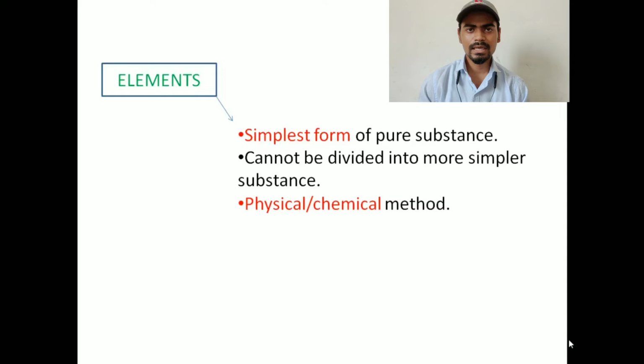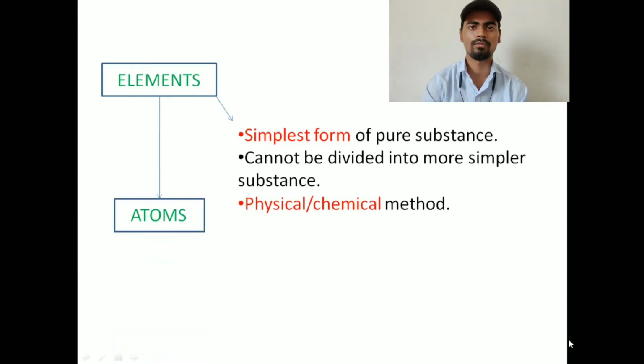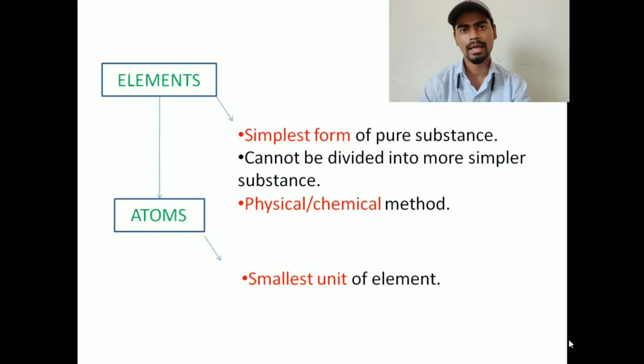Whether you use a physical or a chemical method to break it down, again you will get the same thing, that is an element. Now, what is an element made up of? An element is made up of a combination of atoms. So what is an atom? That is the smallest unit of an element.